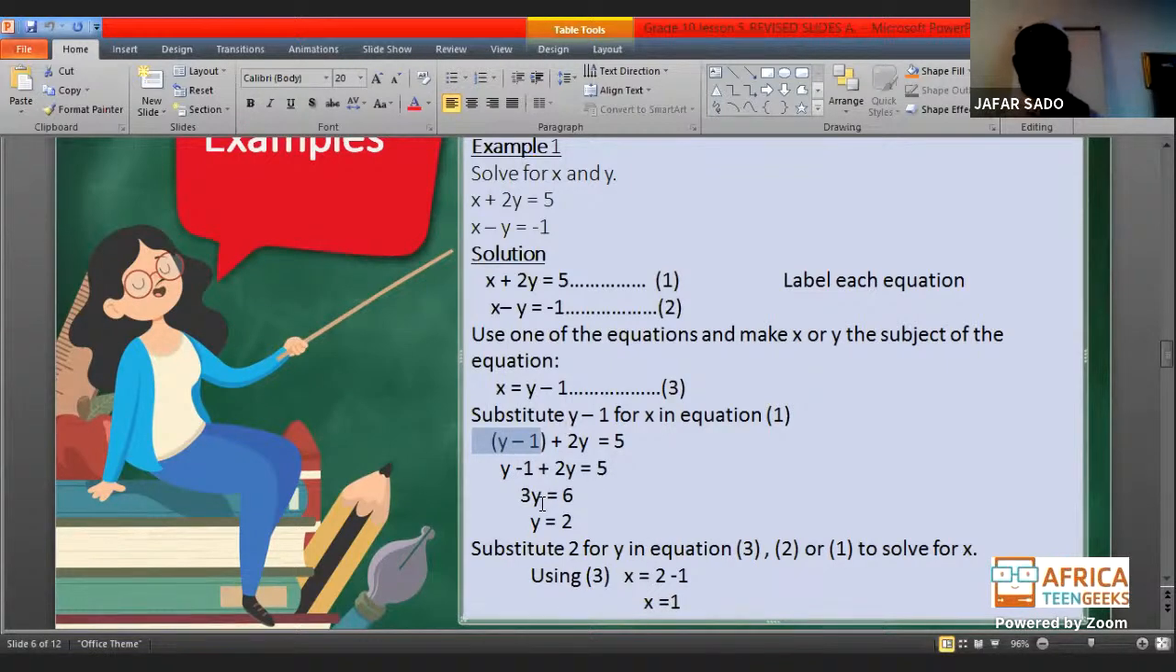So that just substitutes our value of 2 for y. So we're going to have x equals to 2 minus 1, so x equals to 1. So our x is 1 and our y is 2. So those are our values of x and y.